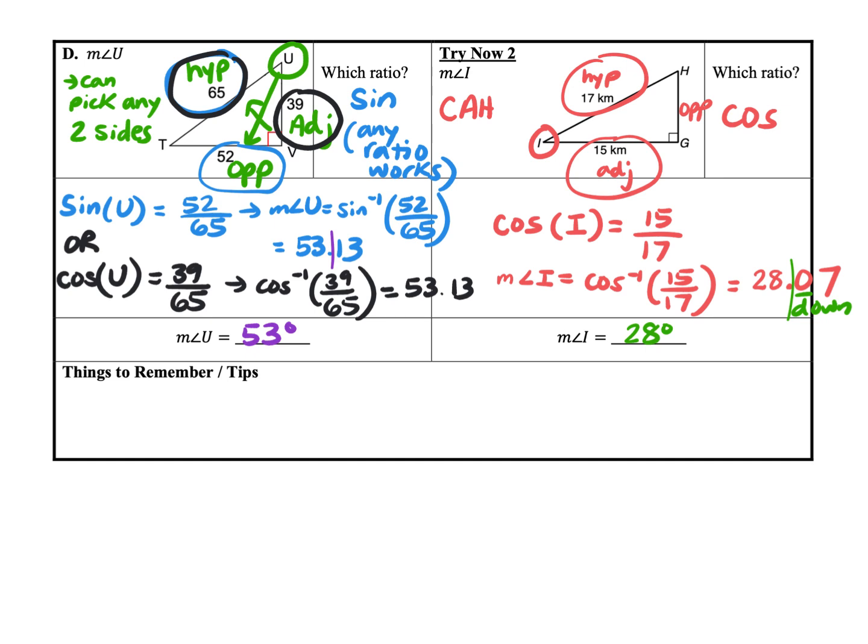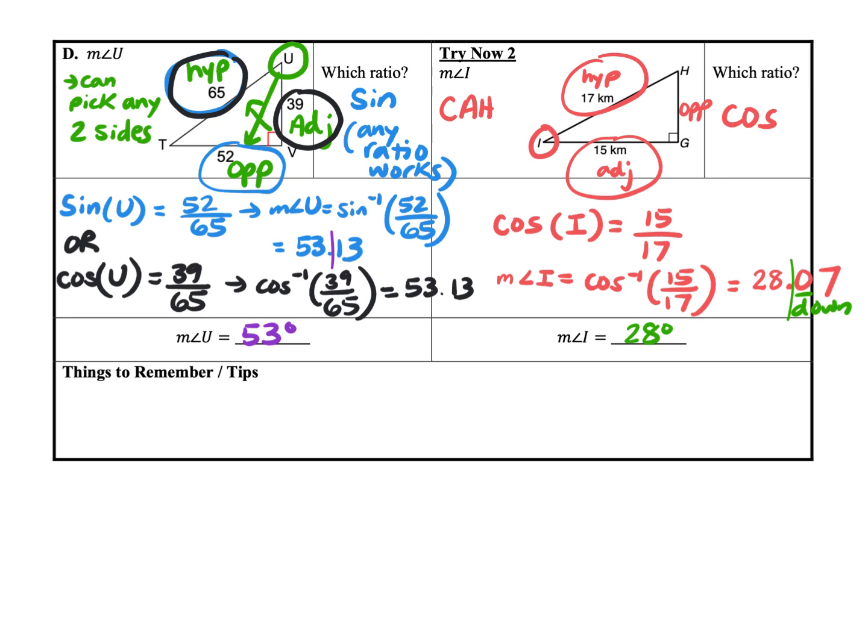Okay, there is your solution. You should have used the cosine because 15 is adjacent and 17 is the hypotenuse. So the cosine of angle I is equal to 15 over 17. You can do the inverse cosine of 15 divided by 17, and you'll end up with 28 degrees.